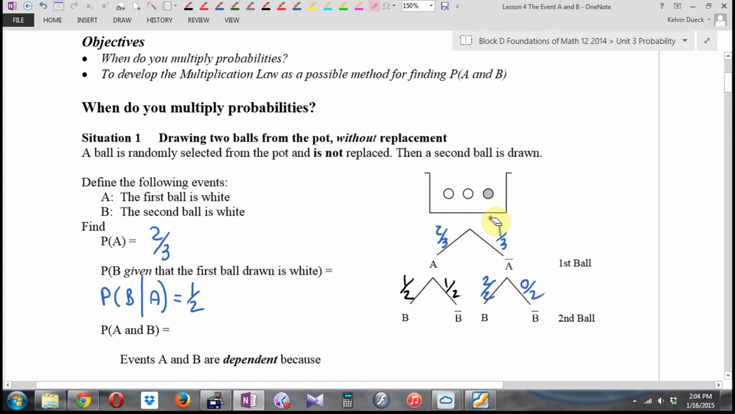There's the tree setup. You want the probability of A and B. It's going to be calculated by going, no calculator yet, top times top, 2 times 1, over 3 times 2, 6. And I know in lowest terms that's 1/3. Then it says events A and B are dependent because I'm going to leave that blank for a second and come back to it after the next example because I want to compare both of these.